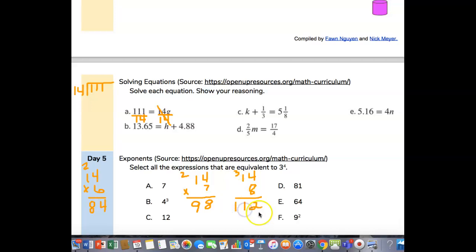Oh, look at that. So we cannot use 8 because it's 1 more than 111. We have to go to what's lower than 111. So we cannot use 8. So we're going to use 7, and we're going to put it here. Now, 7 times 14, we've already done the math.